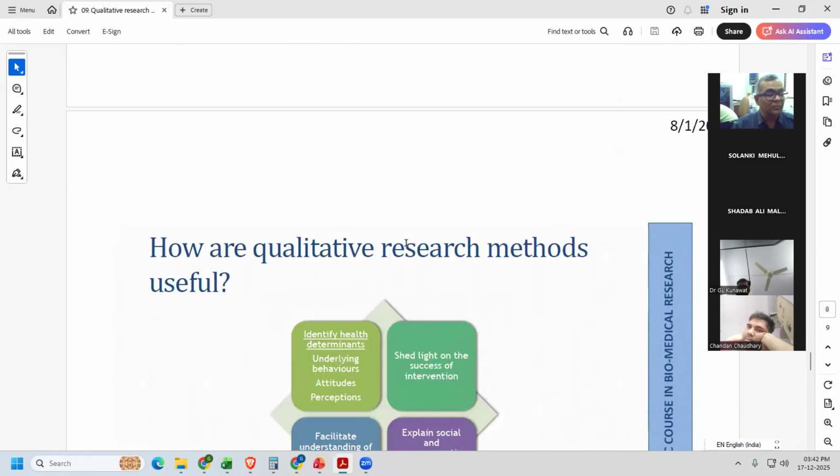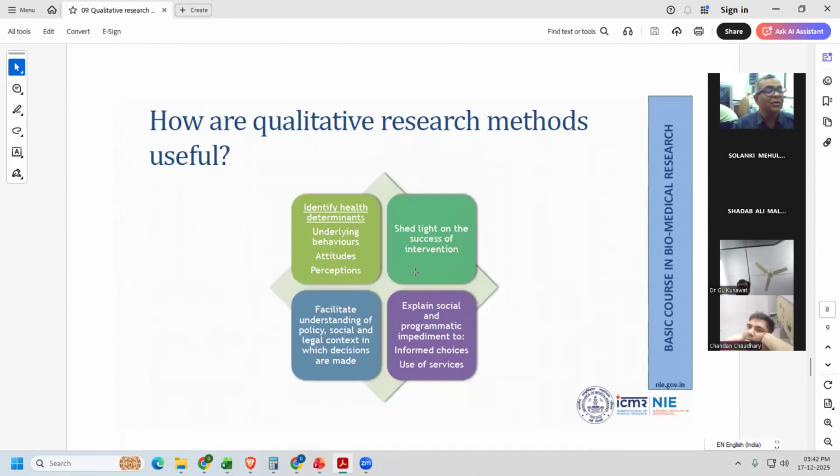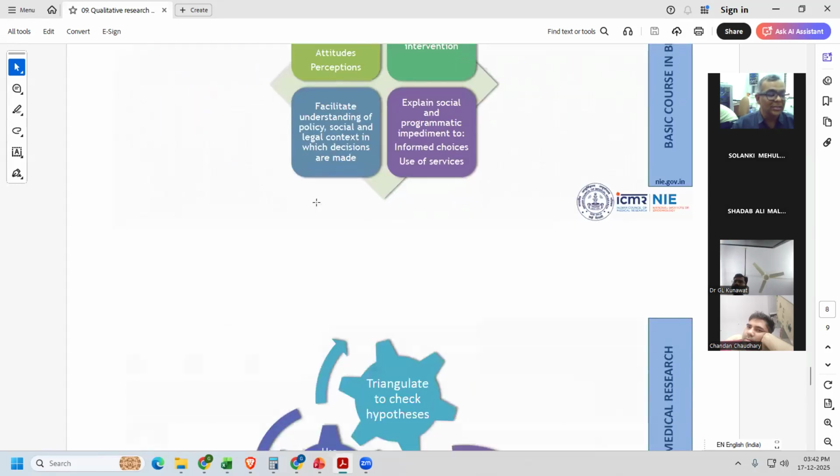Now, how are they useful? They are useful because they identify the determinants, for example underlying behavior, attitude, and perception. They also shed light on the success of an intervention, whether it is a success or not. It also facilitates understanding of the policy, social and legal context in which decisions are made. And lastly, it explains the social and programmatic implementation to inform choice and use of services, for example JSSK, NHM, like that. So this is the way.